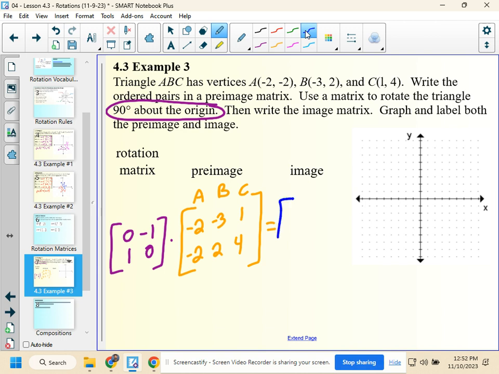I may as well, while I'm here, set up my A prime, B prime, C prime image matrix. Let's see, what else can we do beforehand? We can get the pre-image plotted. So -2, -2 would be here. -3, +2 is up here. And then 1, 1, 2, 3, 4 is over here. I think we're good to put that one on there and label everything. A, B, and C. All right.